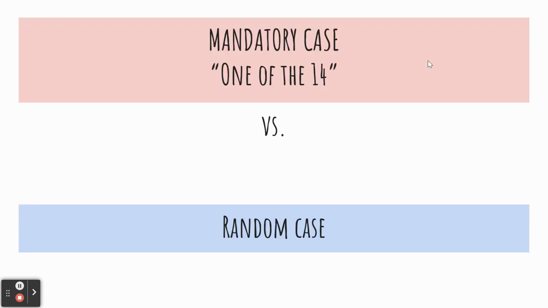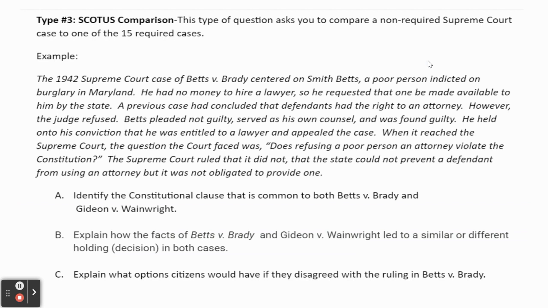So the way this FRQ works is that you will always be provided one of the 14 that I just showed you on the previous screen. That's what we refer to as the mandatory case. The expectation is that you are an expert on all 14 of those cases. And what you'll be provided with is a chance to compare one of those 14 to a random case that you probably don't know much about and is not from that list. So for example, this was an example style of this type of question.